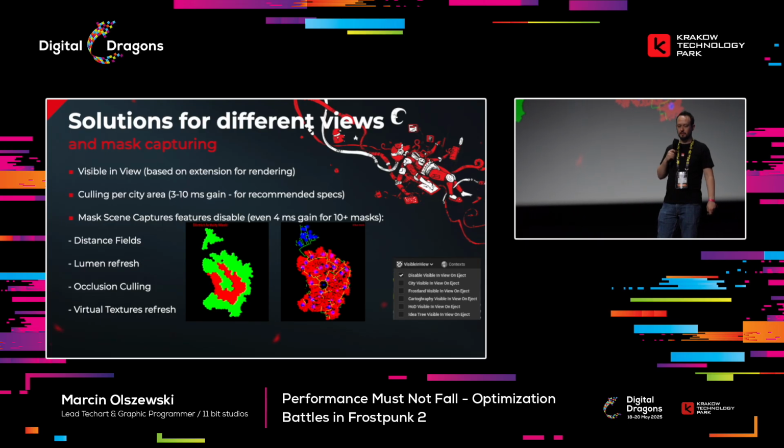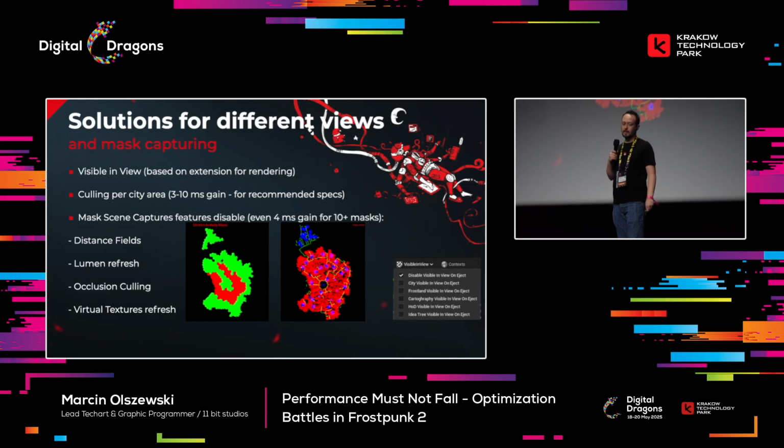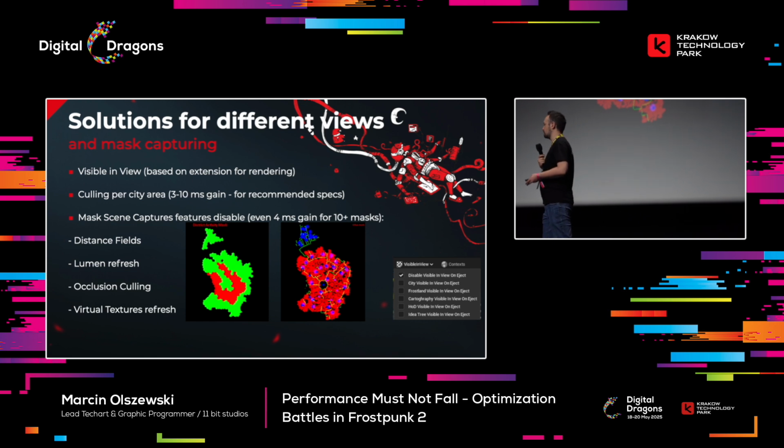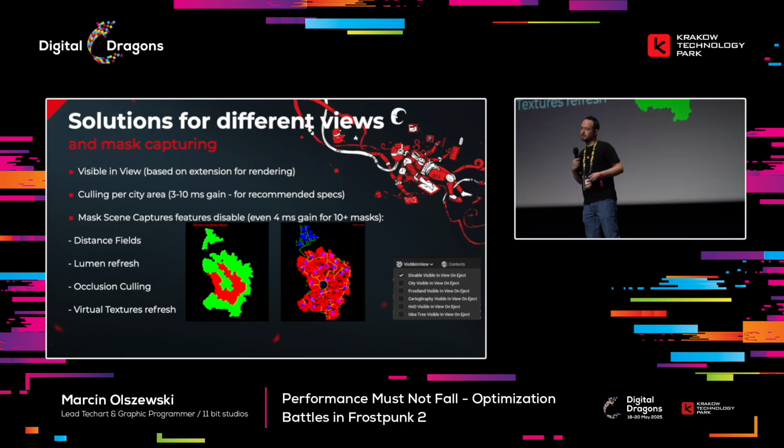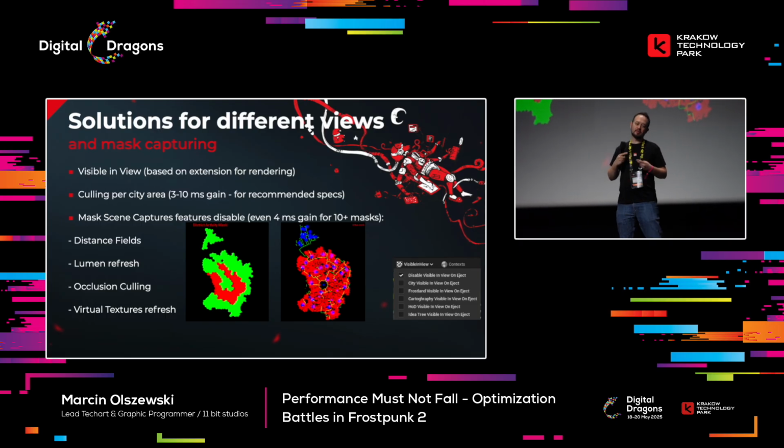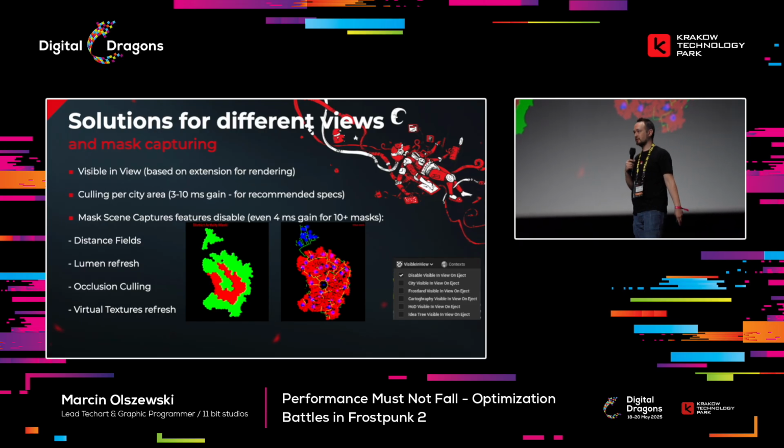Next thing is that we are using a lot of mask captures, okay? It's for melting, for tension behaviors, for some protests in-game, for fogs, generally a lot of things. And we have noticed that Unreal has a lot of boilerplate code that triggers distance field computations, Lumen computations, occlusion culling computations, or even virtual texture refreshes.